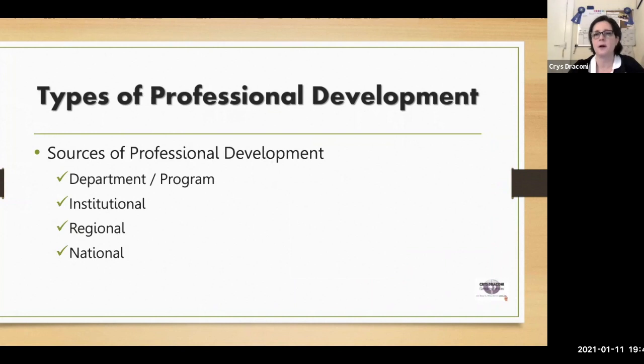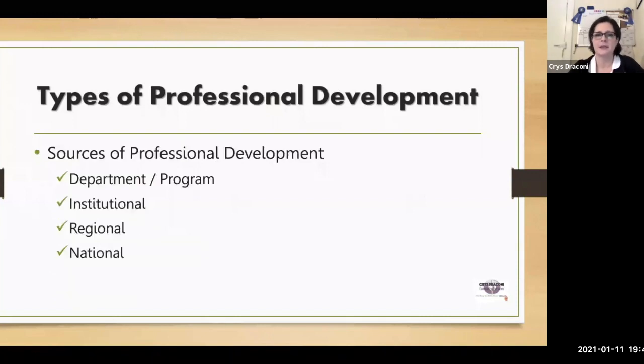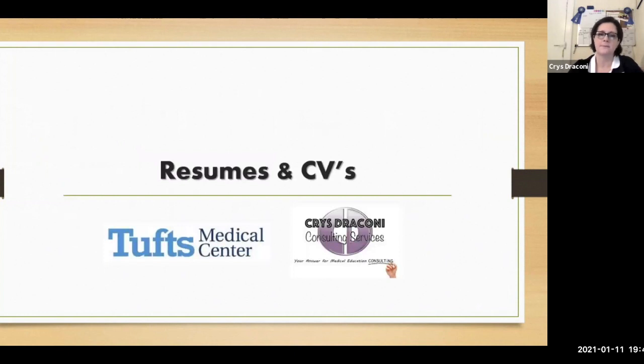And that is your department or within your program, institutionally within your organization, regionally within your city or town or state or whatever, and of course nationally. So there's all different types of professional development, but these are the ones I'm going to focus on. And this includes committee involvement, leadership, presentations, papers, both peer and non-peer, books and posters and certification.